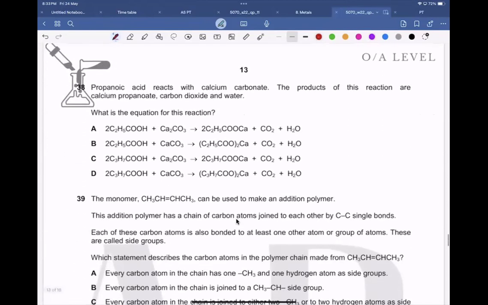Now question number 38. Propanoic acid reacts with calcium carbonate. The products of this reaction are calcium propionate, carbon dioxide, and water. Which is the correct equation for this reaction? First thing, calcium carbonate's formulas are wrong. So A and B go wrong. Here 3 and 4. So it's a butanoic acid, which makes D go wrong. So B is the correct answer.